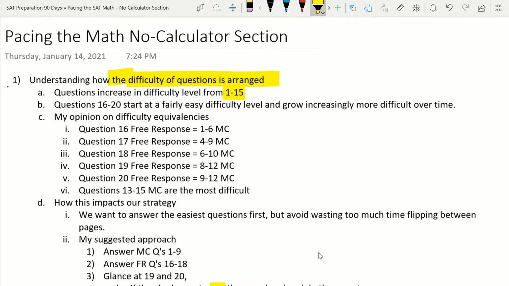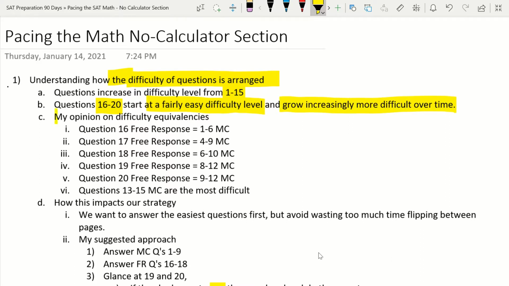Then after that, we're going to switch over to the free response questions. These are the ones where you have to fill in the bubbles for your answer. This isn't multiple choice; now you have to come up with the answer yourself. Questions 16 to 20 are where that starts, and it starts once again back at a fairly easy difficulty level, like with questions 1, 2, 3, and 4. Then as we get to question 20, it's going to get more difficult as we go on.